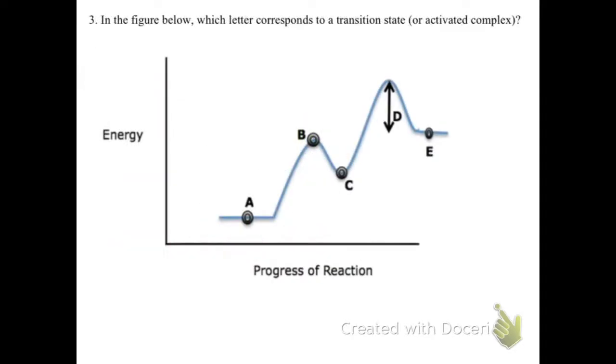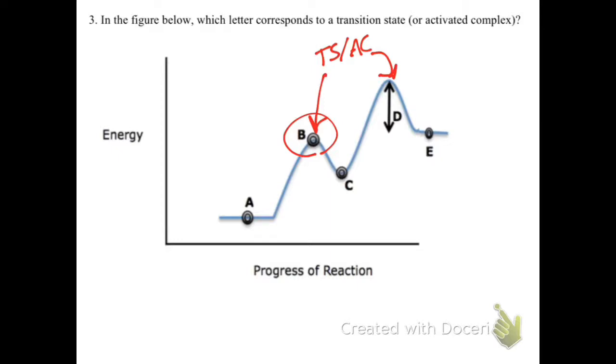This question asks us to identify what the transition states, or activated complexes, are. So when looking at a reaction profile diagram, remember the transition states, or activated complexes, the TSs, the ACs, they are the relative maxima. So they are here and here. So in this case, it's choice B, yet again, is our answer.